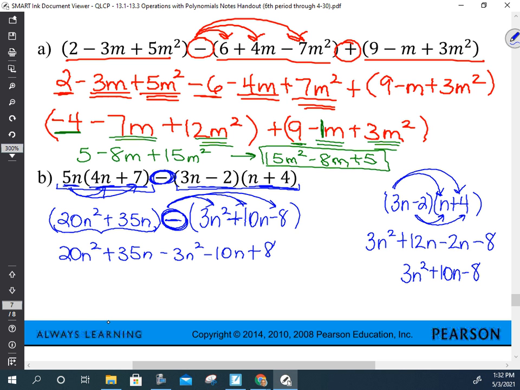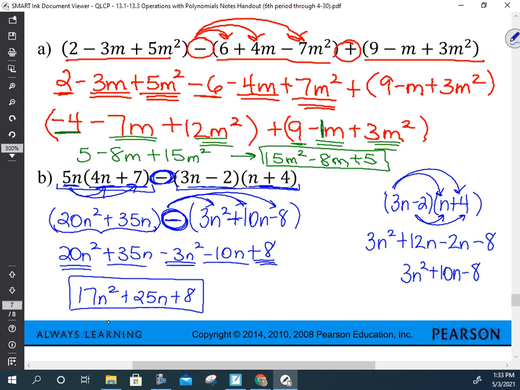Then you combine like terms. 20n squared minus 3n squared, 17n squared. 35 minus 10, 25n. And then plus 8 has no one to combine. That's it. I'm good. Any questions, part B?